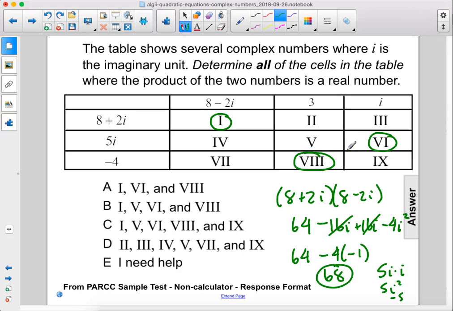Not a real number. The answer here is 1, 6, and 8. The answer is A.